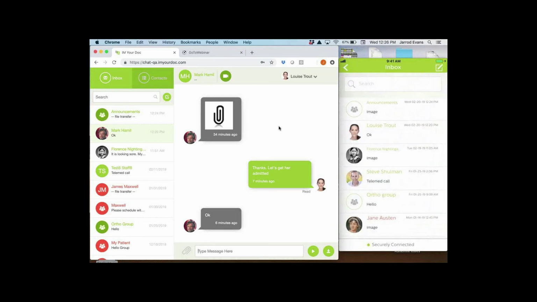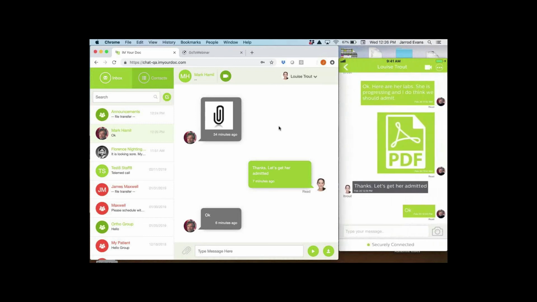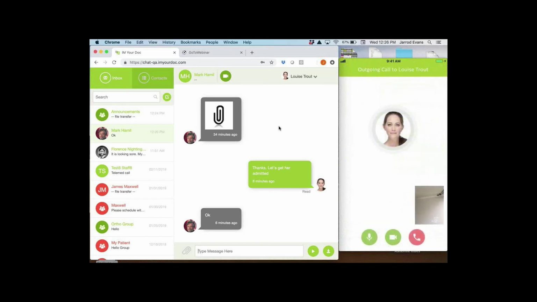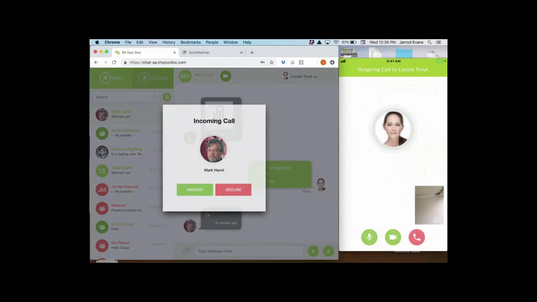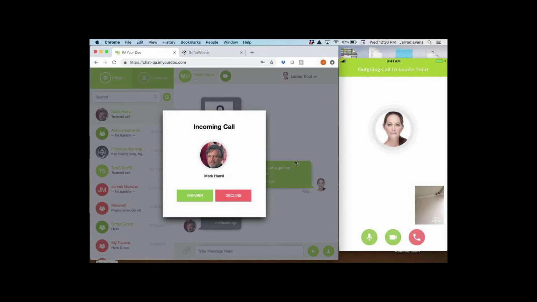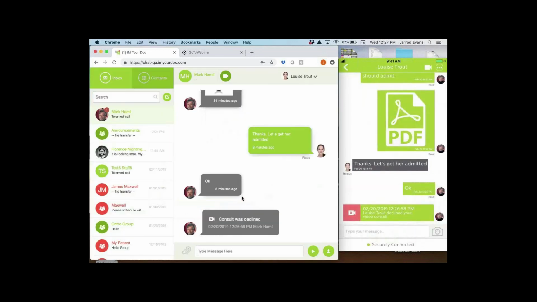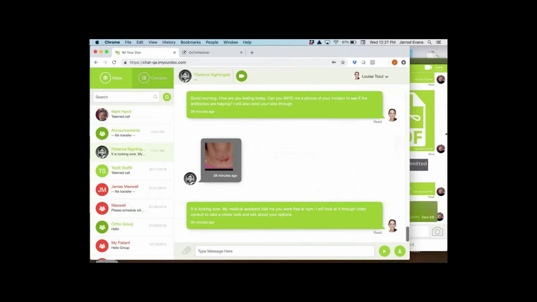And so when you have a video call, and I'll just initiate one so you can see what it looks like, it will look just like any other video call mechanism that you are used to. They get an incoming call, looks and feels like FaceTime, but it's surrounded by code that makes it HIPAA compliant. I can answer it or decline it. I'm going to decline it so you can see what it looks like here. And you can see that Louise Trout declined your video consult. In the case when it was actually accepted, I'll show you what that looks like.